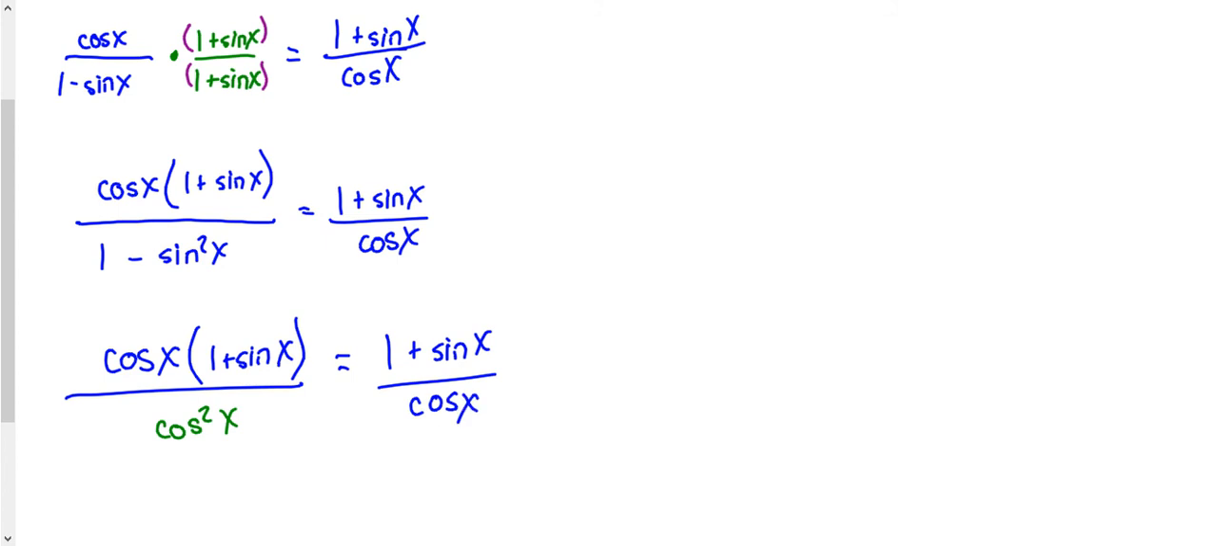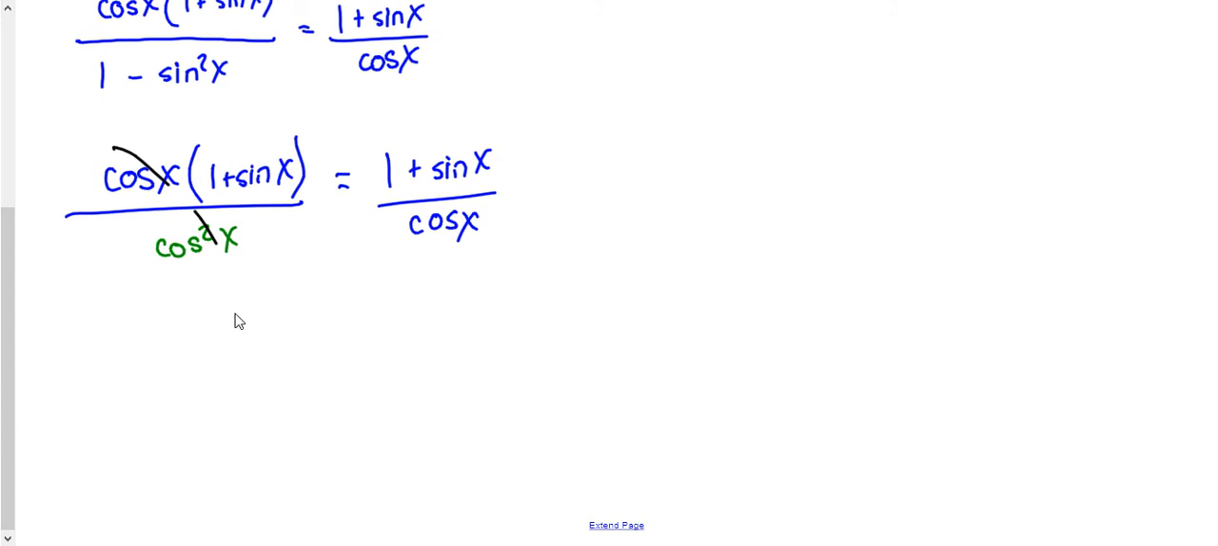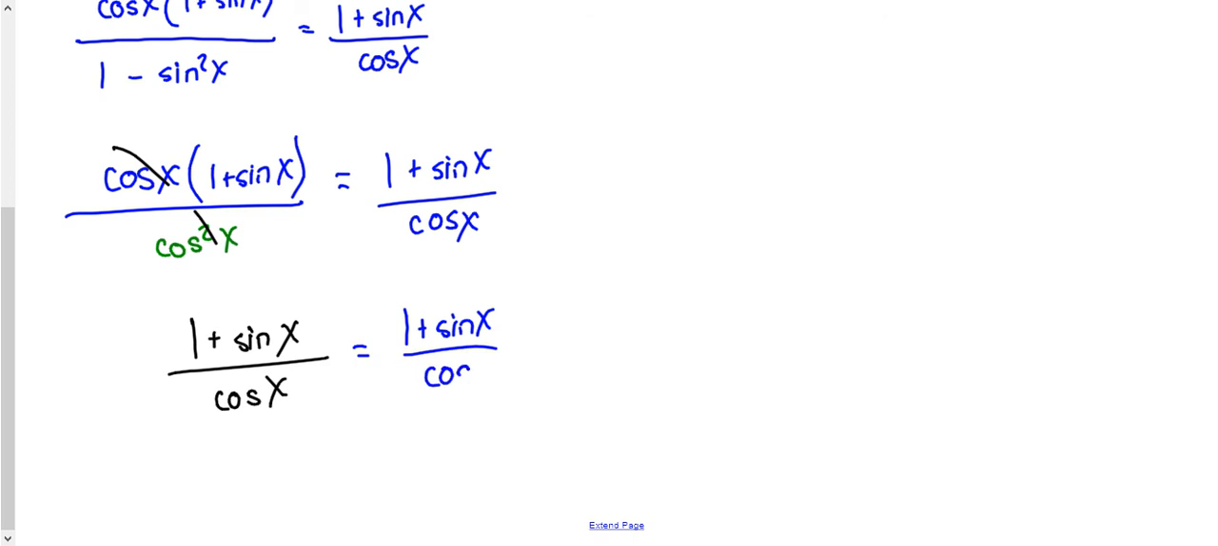Here though, I can quickly clean up. This numerator cos x will cancel out with that exponent 2, leaving you with a single cos x in the denominator there. So now you have 1 plus sine x in your numerator divided by cos x denominator, and that's going to equal on the right side the 1 plus sine x over cos x. So here again we have our left side equals our right side, which concludes the proof on this first one here.